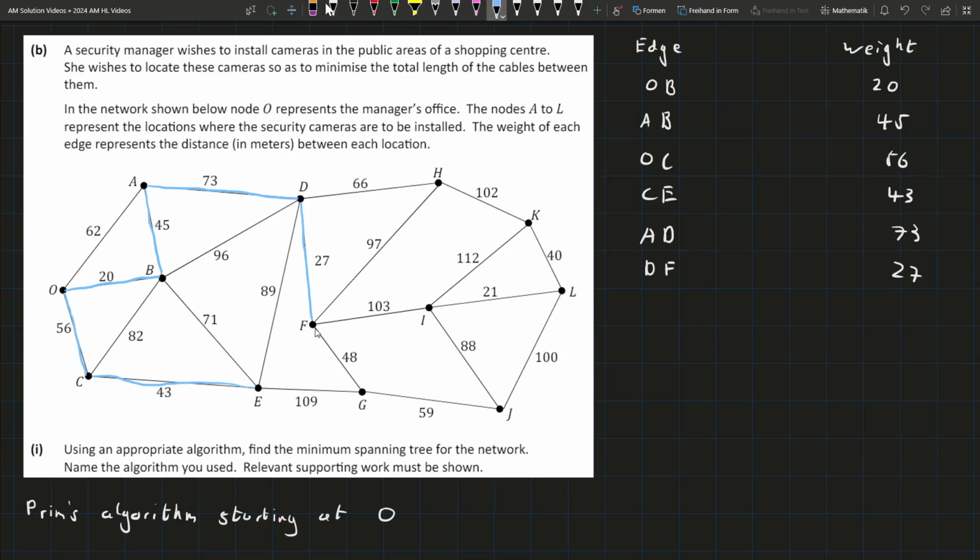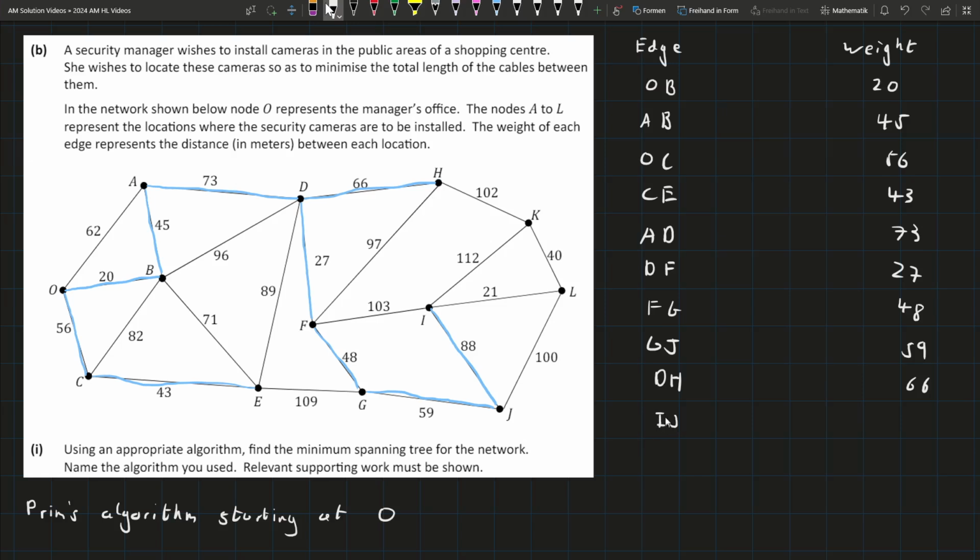And then it's 48 from F to G. Then it's 59 from G to J. Now you might be tempted to keep going and just say, well, 88 is the next smallest, but remember, it's anything connected to these blue things. So all of these are already connected. We don't have to look over here anymore, but we can see the 66 up here is the next smallest one. So D to H, that's 66. And our next smallest now is the 88 here from I to J.